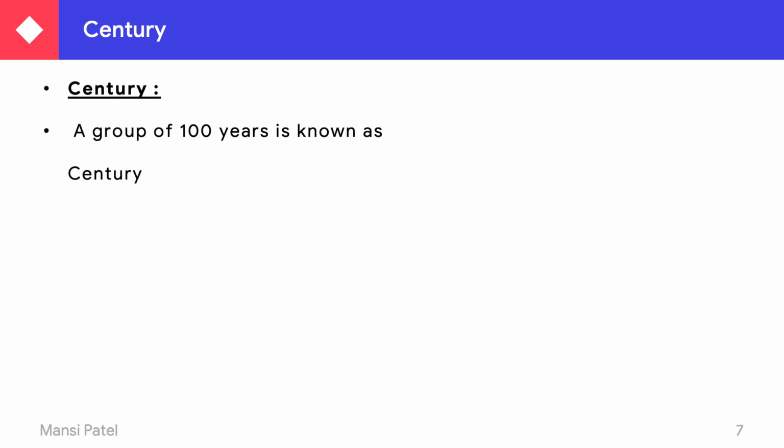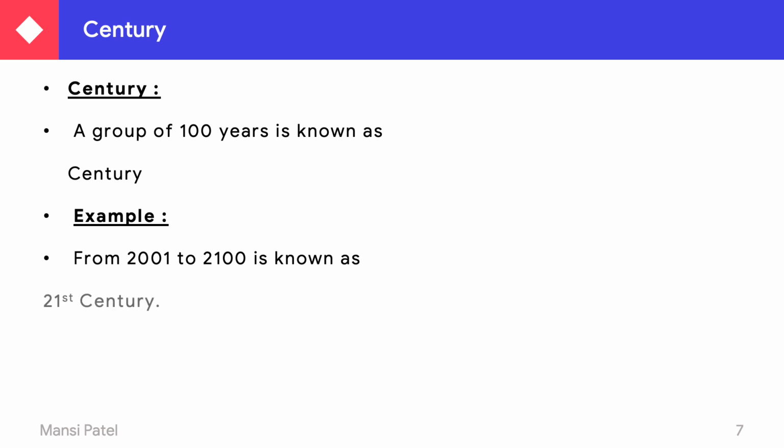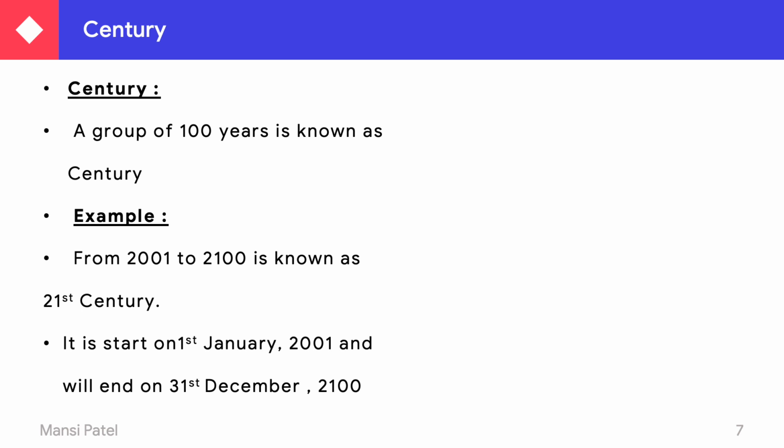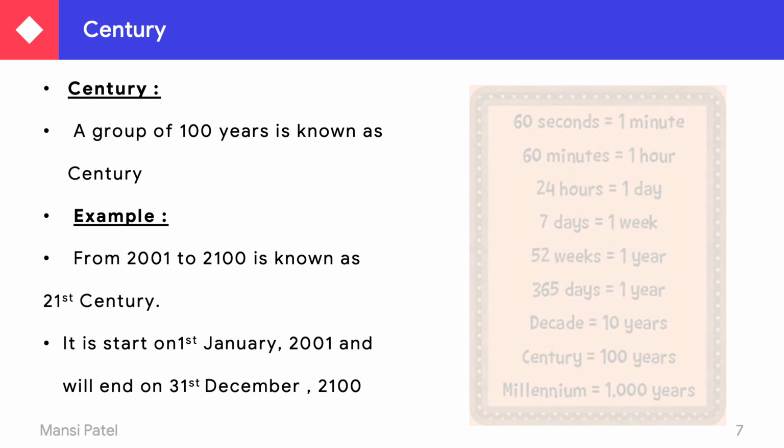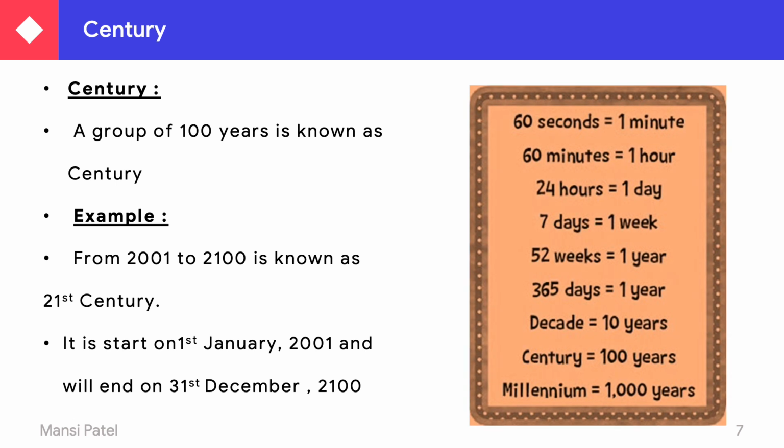Let us see what is a century. A group of 100 years is known as a century. For example, from 2001 to 2100 is known as the 21st century. It starts from 1st January 2001 and will end on 31st December 2100. A decade is a group of 10 years, whereas a century is a group of 100 years.